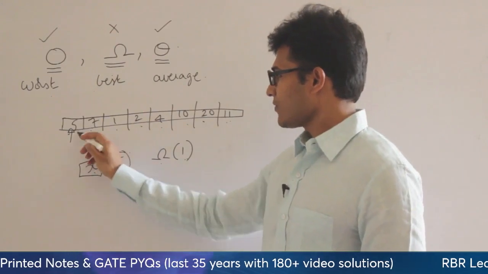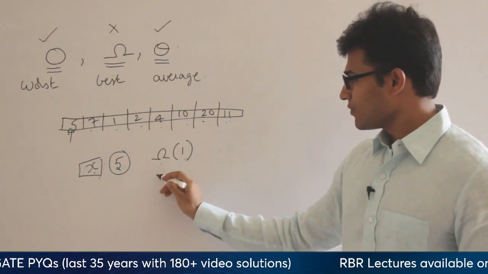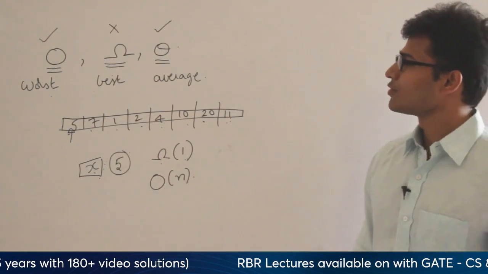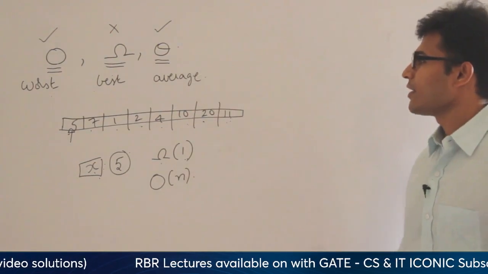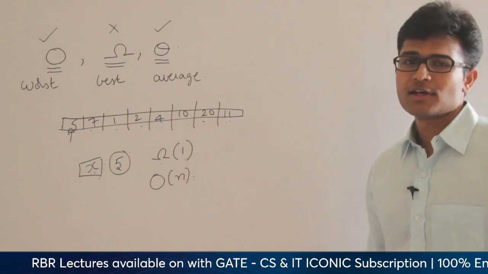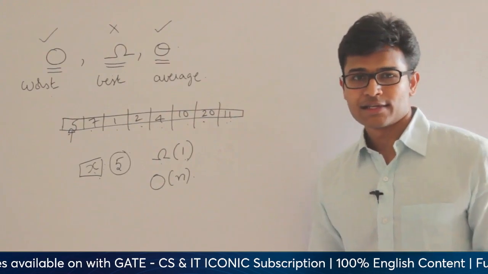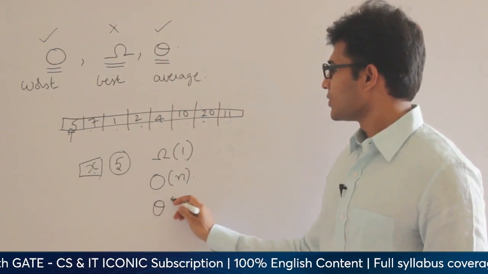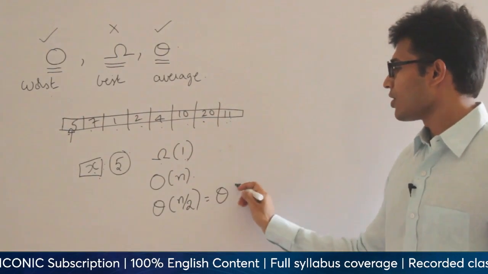The worst case is if I have n elements in the array and I am searching for an element, then in the worst case I might have to compare with all the elements. Therefore the worst case time is going to be big O of n. Then what is the average case? If there are n elements, and you do some average analysis, you can find out that it is theta of n by 2, which is nothing but theta of n.